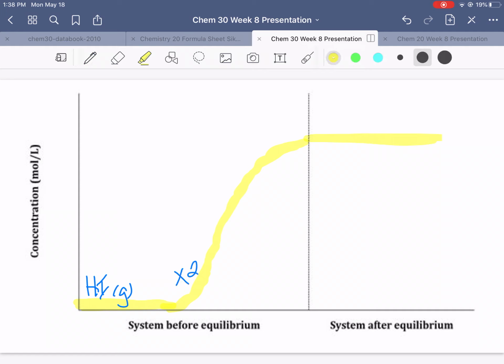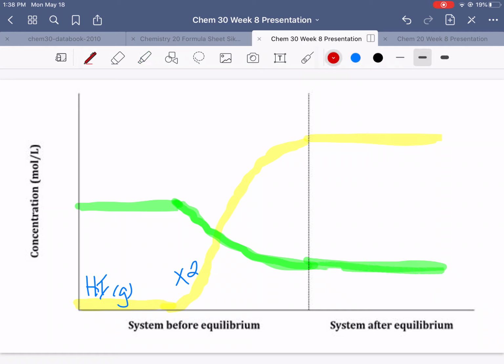Let's do another one. My iodine gas is starting at a higher concentration at 1, so definitely not 0. So I'm going to put it up here just to be relative. And it starts at a consistent concentration, then it changes. And it doesn't go up in concentration, it goes down. It doesn't go down as much as the HI goes up because it's only a factor of 1. But once I get to equilibrium, it's nice and consistent again. It stays constant, right? The system after equilibrium.